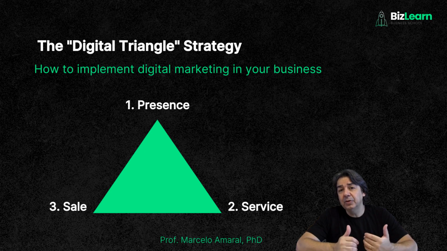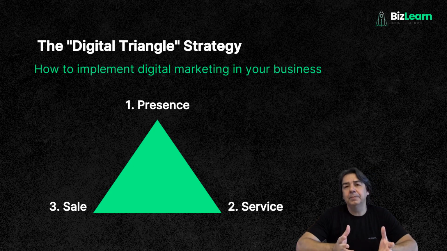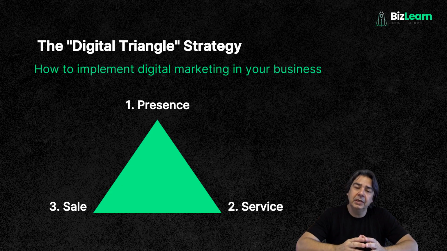This is the strategy model that I use to implement digital marketing in the companies I consult for. The digital triangle is worked in 3 stages: presence, service, and sales. This strategy model allows any company, regardless of its digital stage, to enhance its digital presence and do more business through digital channels. We will look at each of these 3 steps and analyze practical examples of global brands that have already successfully followed this path.